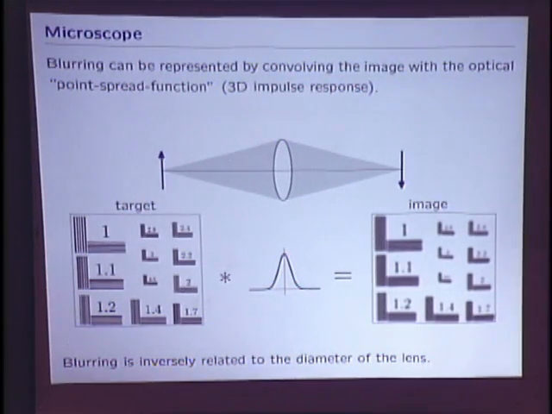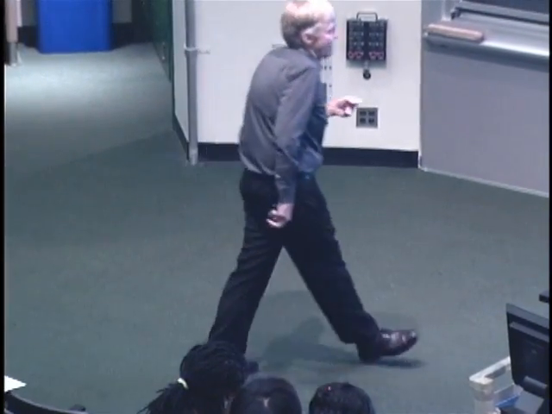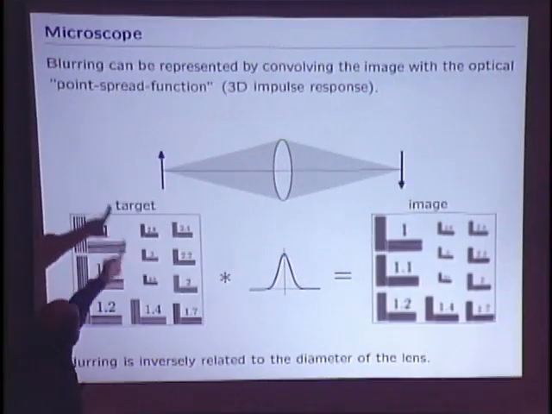The examples we looked at last time were optical. In the case of an optical microscope, it's very convenient to think about the effect of the microscope as being to blur the target. Whatever the target was, it always comes out blurrier, and that blur function is something that in optics we call the point spread function.